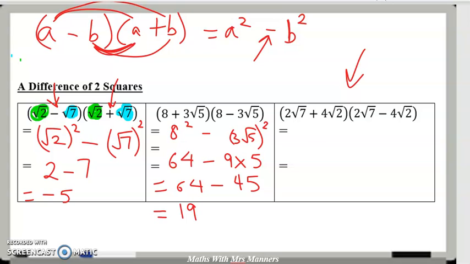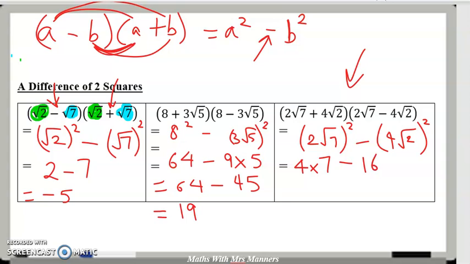So here we're going to do our a squared minus b squared again. We're going to square the first term, and minus the square of the second term. When I square a surd, we square both the integer in the front and the surd. So we're going to have 4 squared times 7, and here we're going to have 16 times 2, and that gives me 28 minus 32, which gives me minus 4.